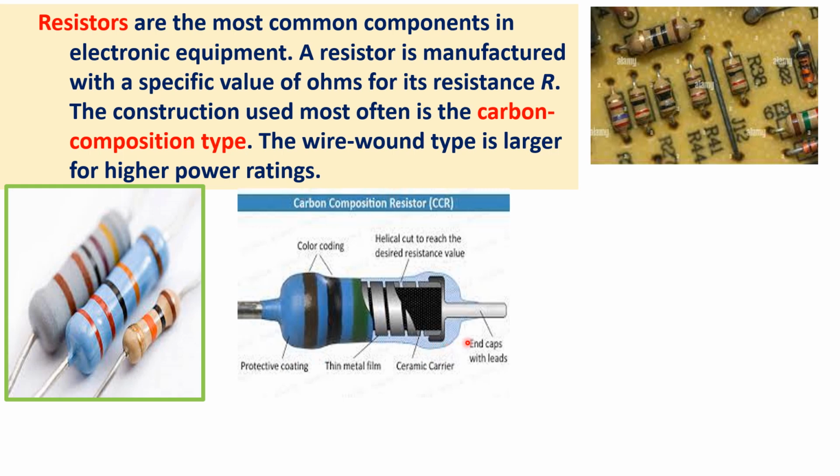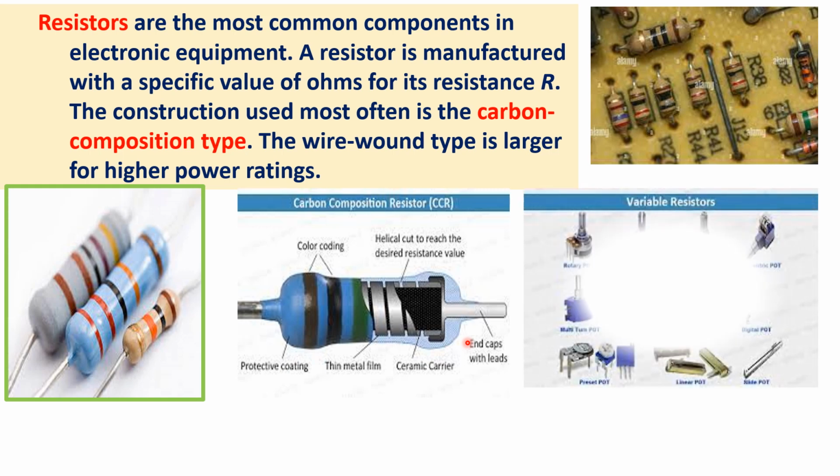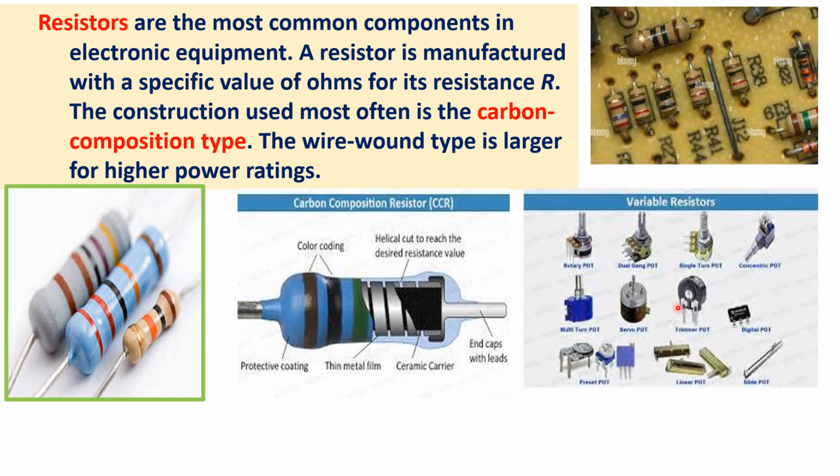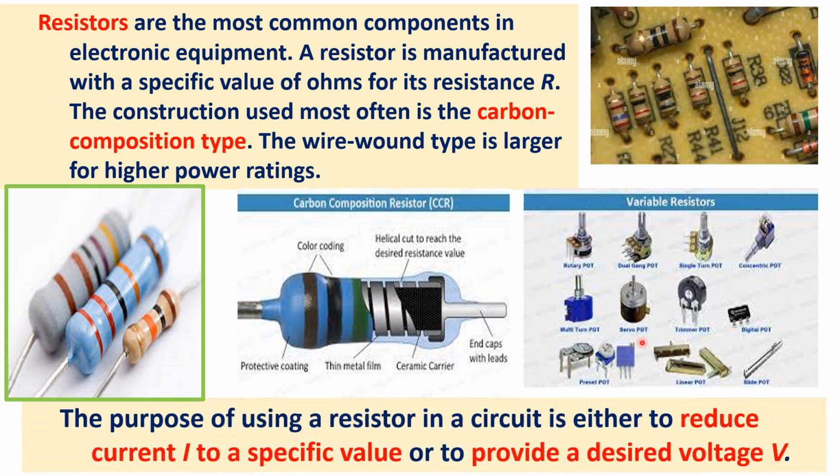There are other types of resistors used in electronics. Some are what we call variable resistors. These are just some examples of different types of variable resistors. We say that resistors are used in a circuit to either reduce the current to a specific value or also to provide the desired voltage in a circuit, just like what is shown here in this circuit board.